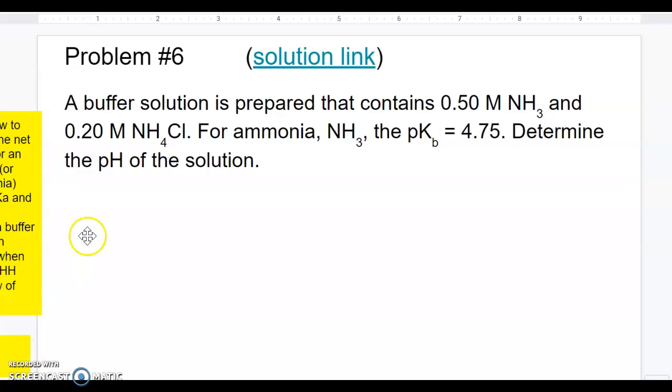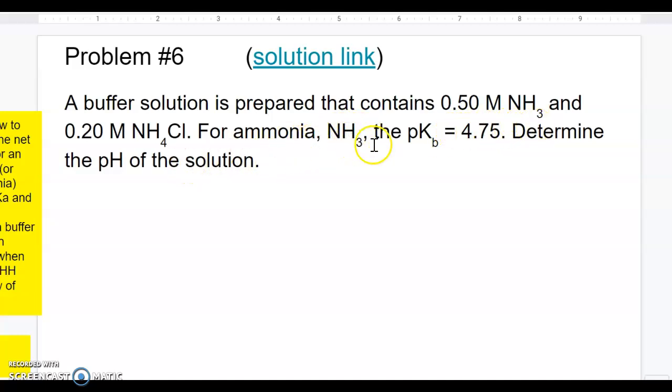Hey, AP Chem peeps. So we're going to come back here to problem number 6. It says a buffer solution is prepared by containing 0.5 molar NH3 and 0.2 molar NH4Cl. For ammonia, NH3, the pKb is 4.75. Determine the pH of the solution.